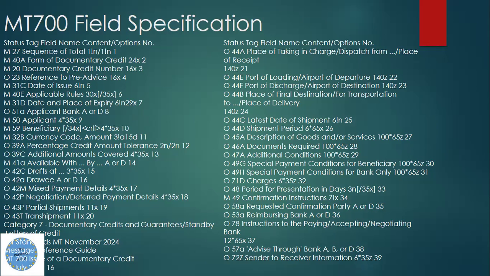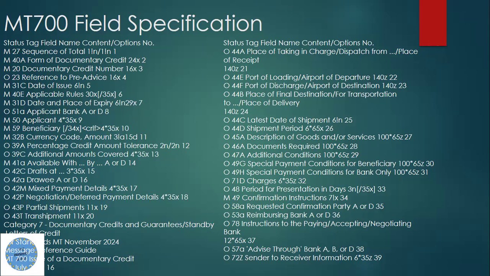Then field 31D is the date and place of expiry. 51 is the applicant bank. Field 50 is the applicant. Field 59 is the beneficiary. 32B is the currency code and amount. 39A is the percentage credit amount tolerance. 39C is additional amounts covered. 41A is a mandatory field, available in A or D format. 42C is drafts at. 42A is the drawee. 42M is mixed payment details. 42B is negotiation deferred payment details. 43P is partial shipments. 43T is transhipment.